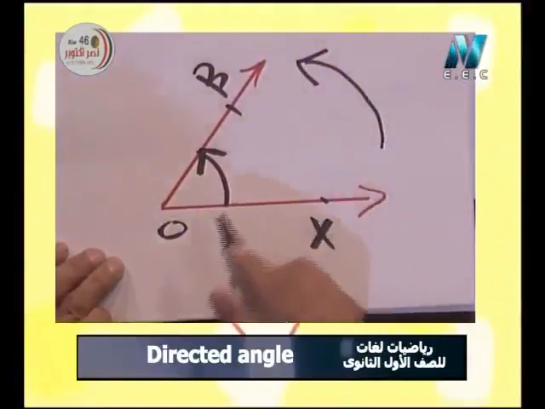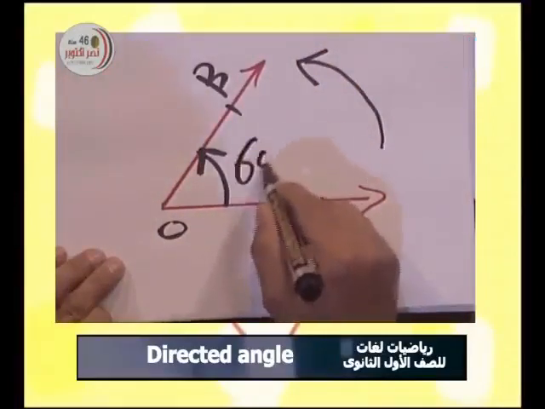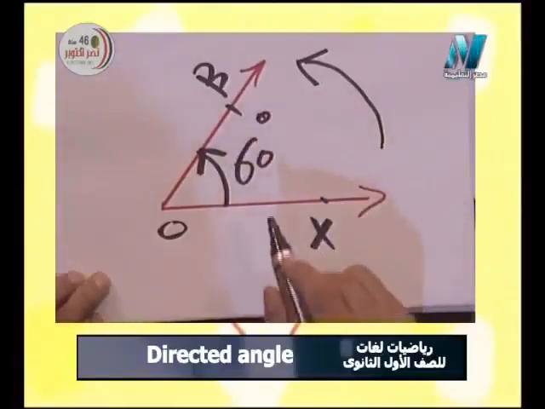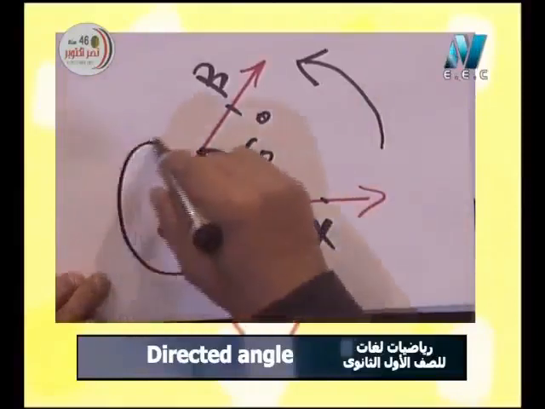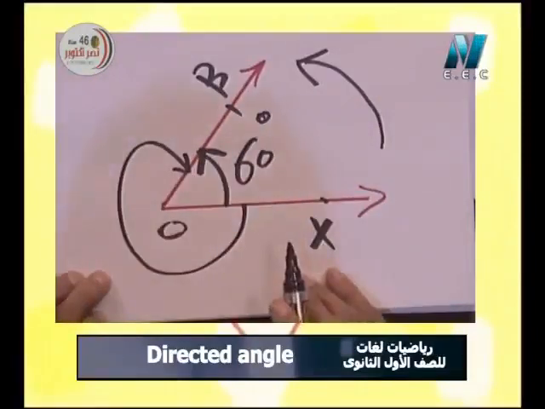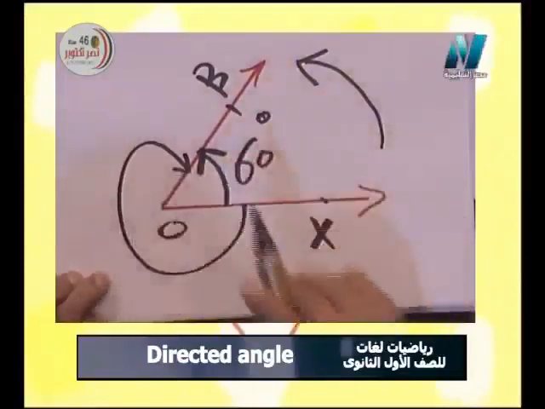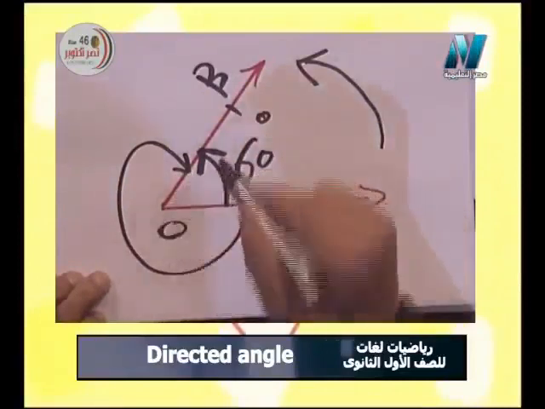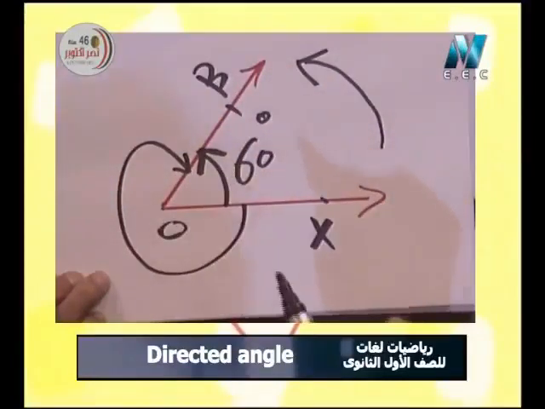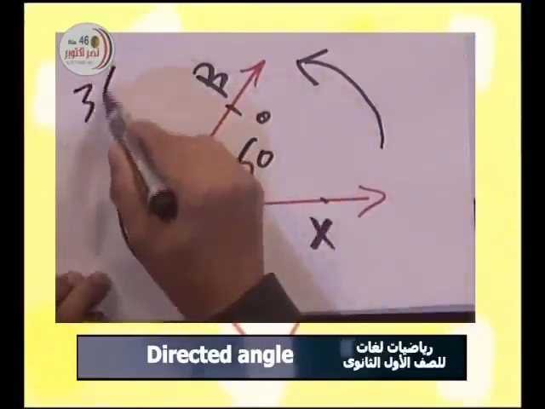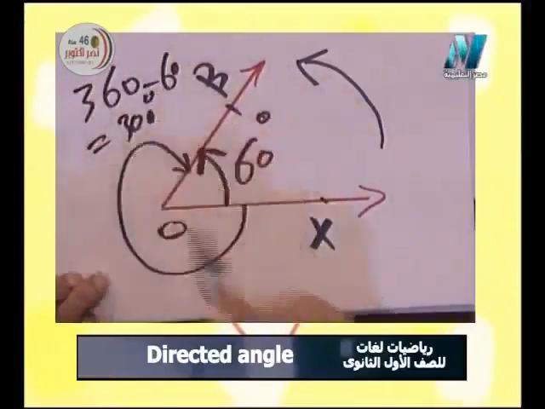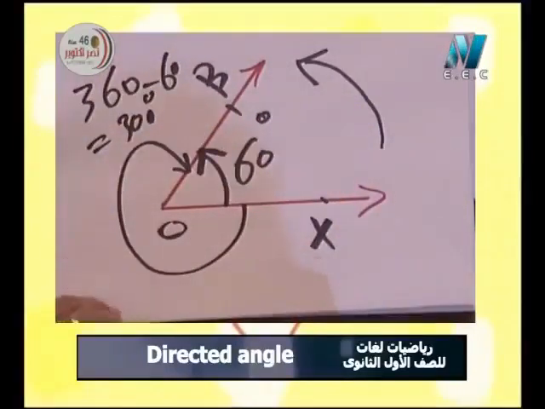Okay, this angle, if it is 60 degrees, then we have another angle which is equivalent to it. This circle equals 360 degrees. When we subtract 360 minus 60, it equals 300 degrees. Okay, let's go to another slide here.